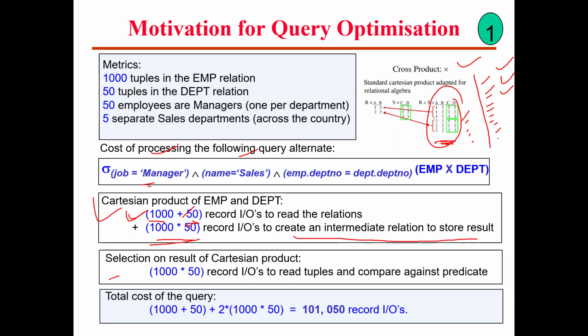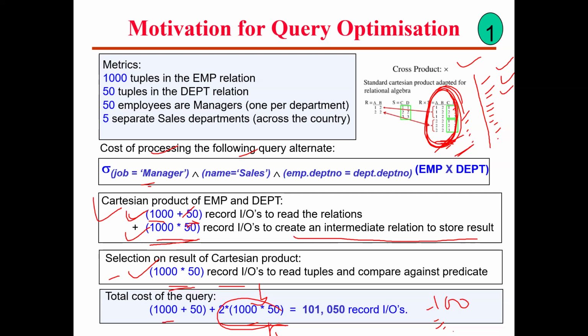So selection on the result of the Cartesian product, we now need to check again here, right? How many records are inside this? 1,000 multiplied by 50. So we have this 1,000 multiplied by 50, and this 1,000 multiplied by 50. So we need to do this work 2 times. Once you create, then you check. It's like, once you're creating a table of 100 records, then you are checking all the 100 records. So here we have 1,000 multiplied by 50. This is 5,000 records you created here. And then you're checking 5,000 records. That is why you have to write 2 multiplied by this.